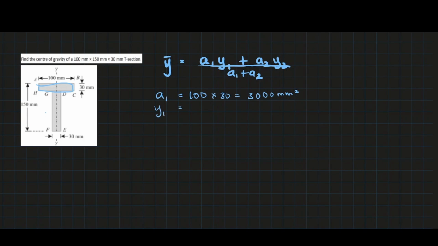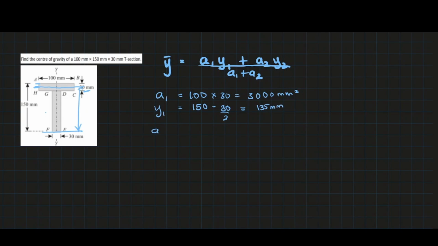Y1 is simply the centroid from the axis of reference. This is our axis of reference. The centroid of this shape is at its half place. So we just want to know what from here to here, what is the length? That will simply be 150 minus this portion. This portion is 30 divided by 2 because this is 30 millimeters. So it's going to be equal to 135 millimeters.